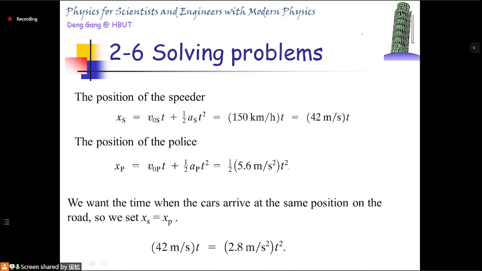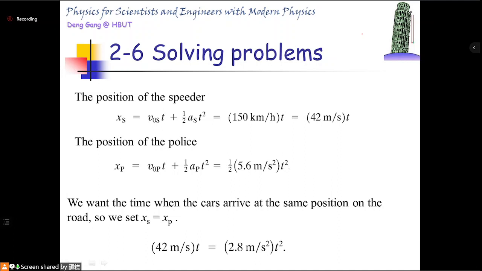So what means the police has caught the speeder? If they are at the same position, that means the police have caught the speeder. So that's why we should set x_S equal to x_P. When they are at the same position, that means one catches the other one. Okay, so this can help us build the equation. This one is equal to this one. Then we need to solve for t.